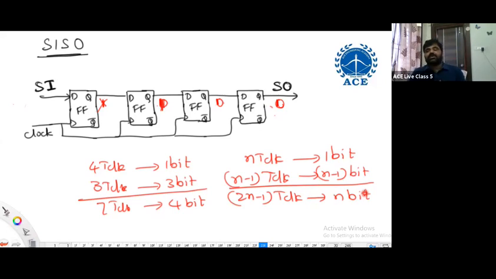If it is an n-bit register, to feed n-bit information takes n clock cycles, and then we are getting 1 bit. So in n clock cycles, n-bit information feeding is completed, but we are getting only 1 bit. To get the remaining n minus 1 bits, we need n minus 1 clock cycles. Finally, 2n minus 1 clock cycles to get n-bit information. This is serial input, serial output. To complete the serial input, serial output operation, it requires 2n minus 1 clock cycles.